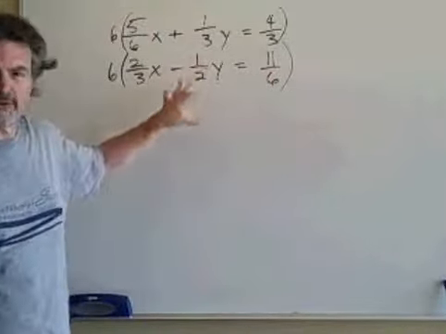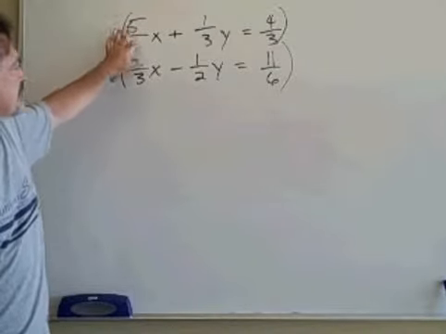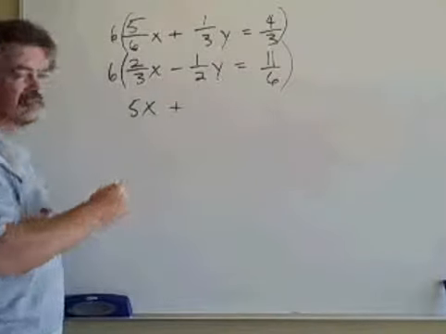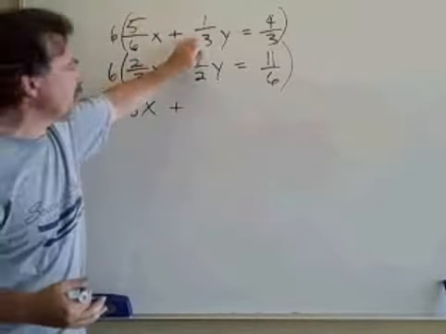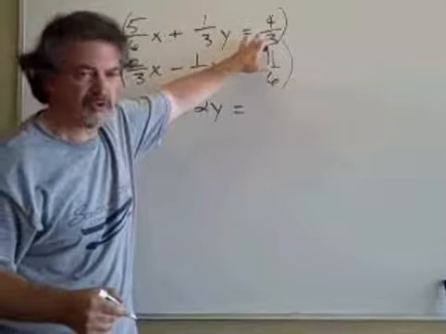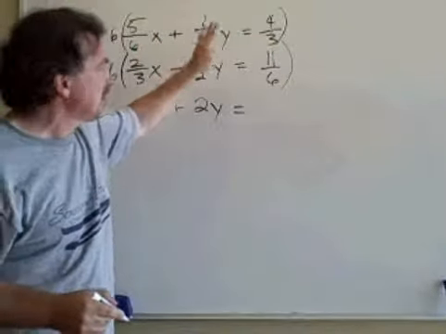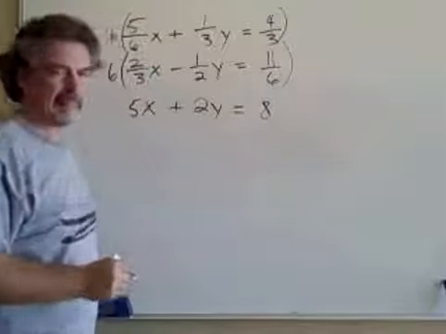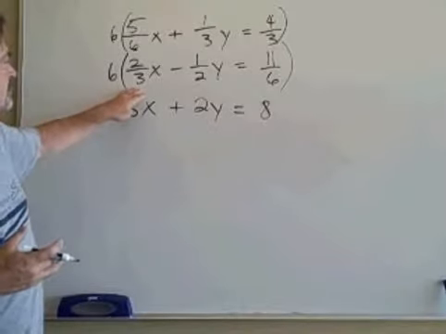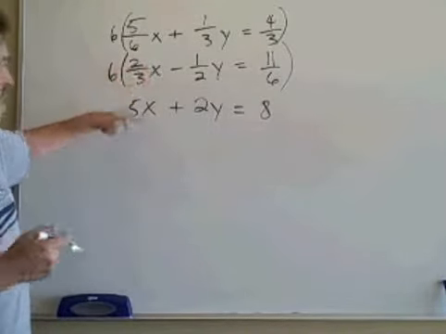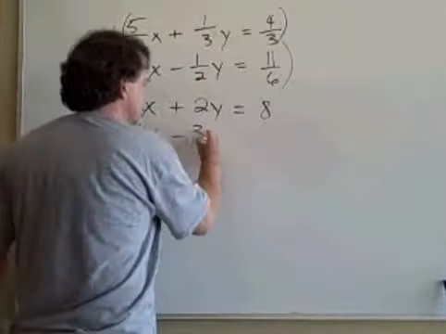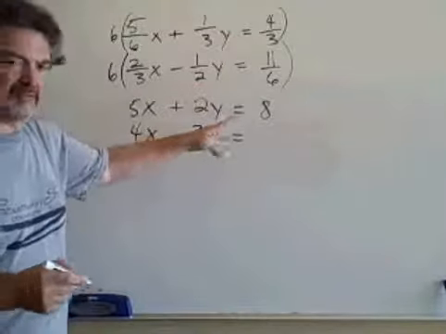So I'm going to multiply every term by 6. 6 times 5/6 would give me 5. So that gives me 5x. 6 times 1/3 is 2, so that's 2y. And 6 times 4/3, the 3 goes into 6 2 times, and 2 times 4 is 8. I'm having to multiply the 6 times every term. 6 times 2/3, 3 goes into 6 2 times, 2 times 2 is 4, is going to give me 4x. 6 times 1/2, that's 3. And 6 times 11/6 will be 11.